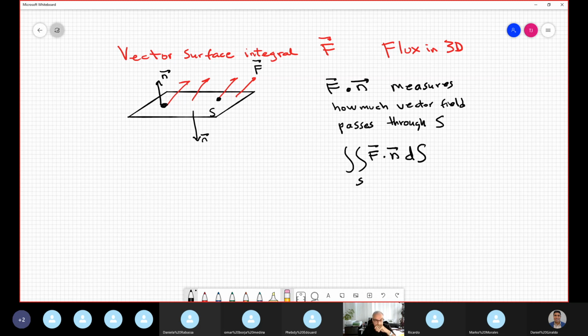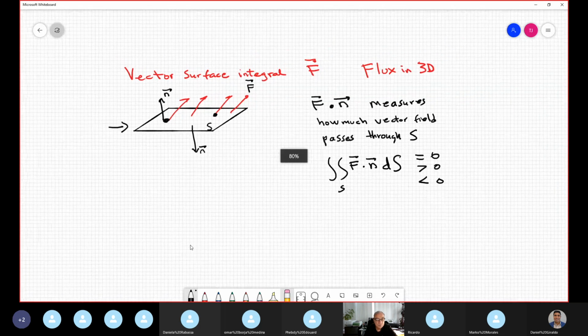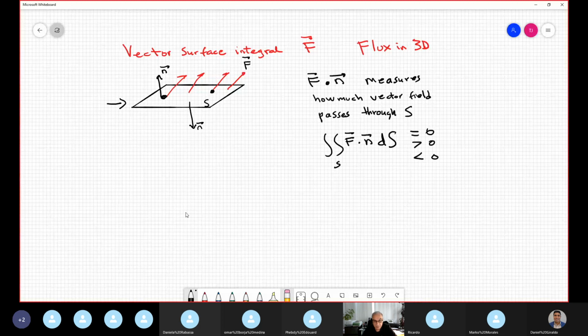Look. Well, in this case, what do you think about this integral in this specific figure, in this specific picture? Is this zero, positive, or negative? Under the supposition that this is the normal vector. This one. Point up. Point up. Opinion, guys.